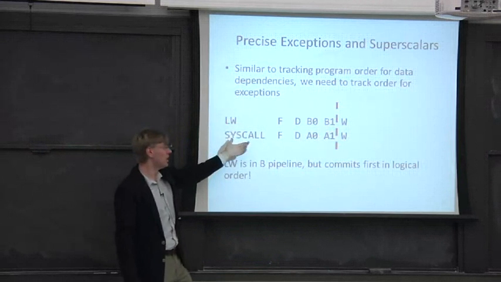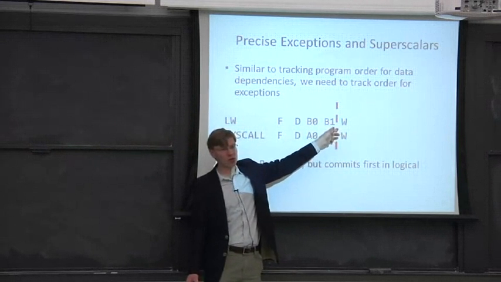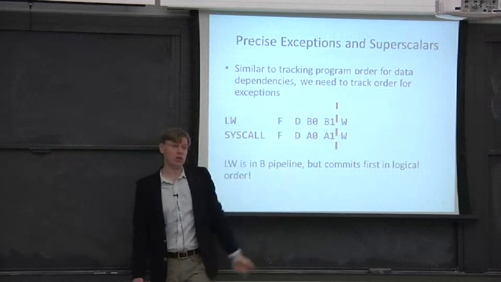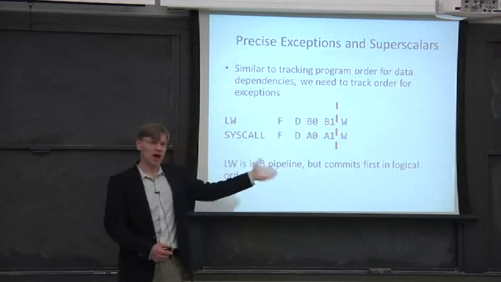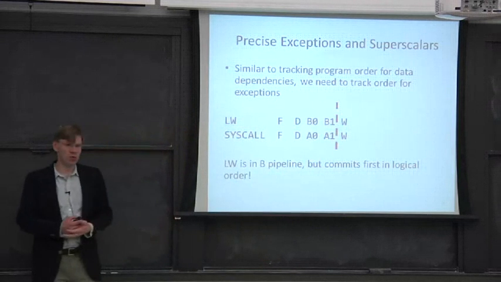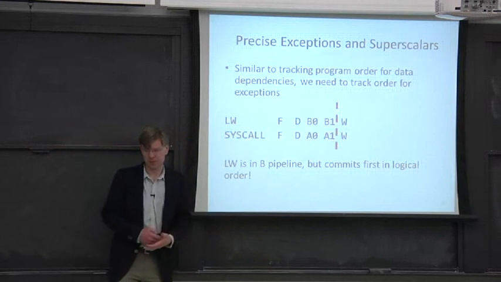So one thing you could do is actually have both of them go down to the end of the pipe, not kill the load, let it commit, and have the syscall actually take the interrupt. And that's probably the highest performing thing you can do in this case. Lower performance things would probably be easier, but that's the highest performing option.